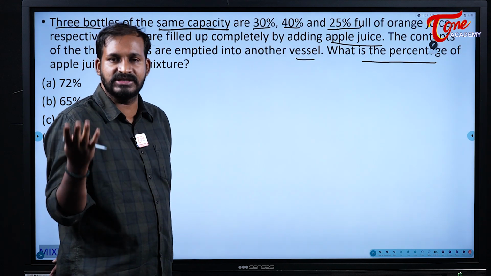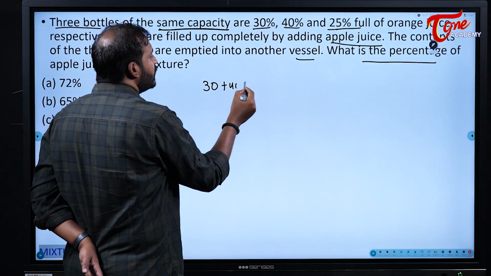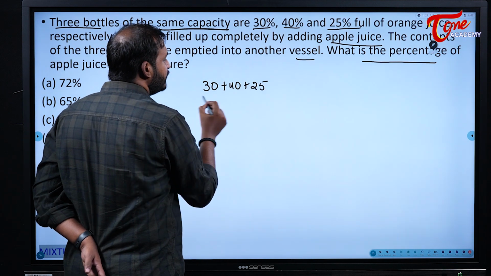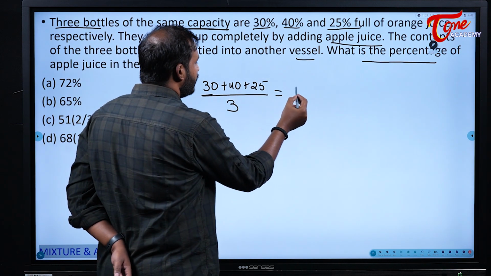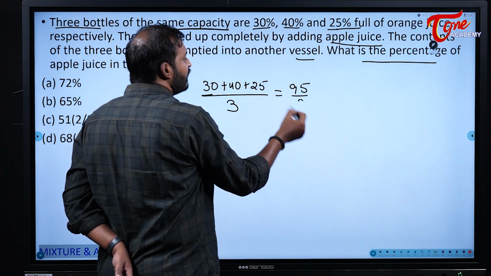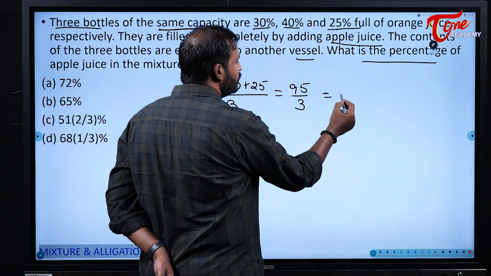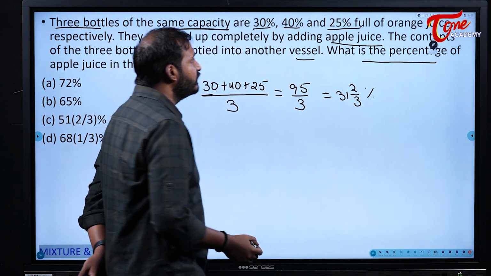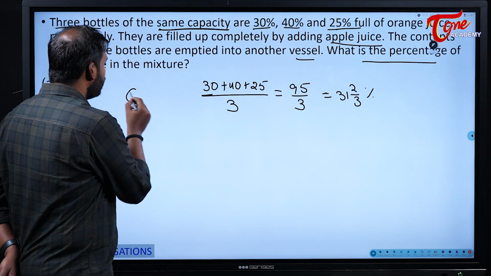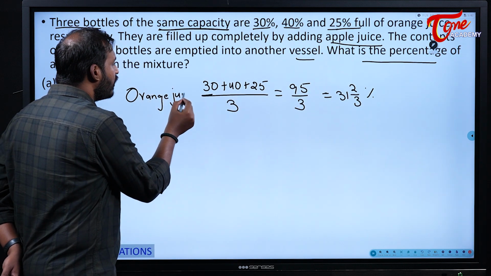Average is the sum of observations by number of observations. So 30 plus 40 plus 25 by 3. What will I get here? 95 by 3. So 95 by 3 means what is its value? 31 2/3 percentage. But this is of which quantity? This is the quantity, the percentage, of orange juice.